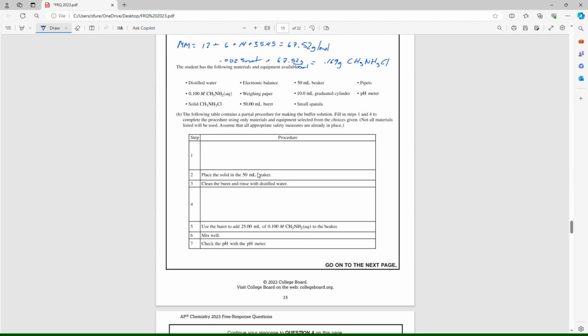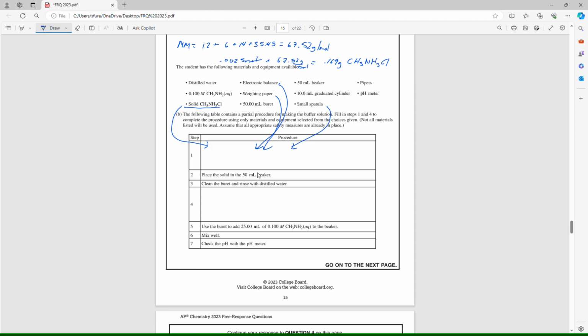Part B, the following table contains a partial procedure for making a buffer solution. Fill in steps 1 and 4. All right, so step 2 says place the solid in the 50 milliliter beaker. So that means in step 1, we must have weighed out the solid. This is our solid, so we would say this goes here. To weigh out a solid, we're going to need a balance. We're going to need to use weighing paper, and we're probably going to want a spatula to pour the solid. So you would say weigh out 0.169 grams of this using electronic balance, weighing paper, and small spatula.